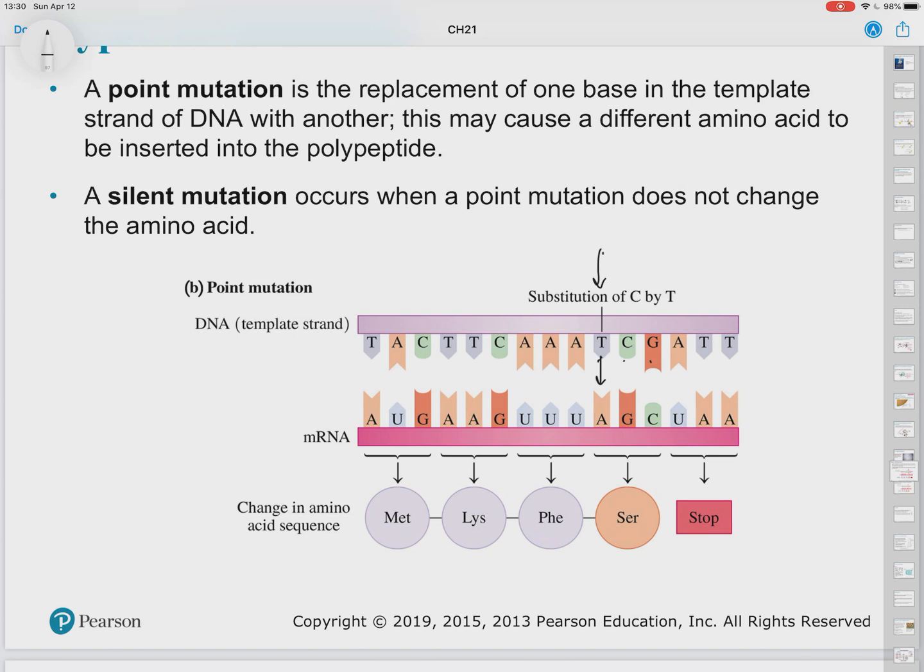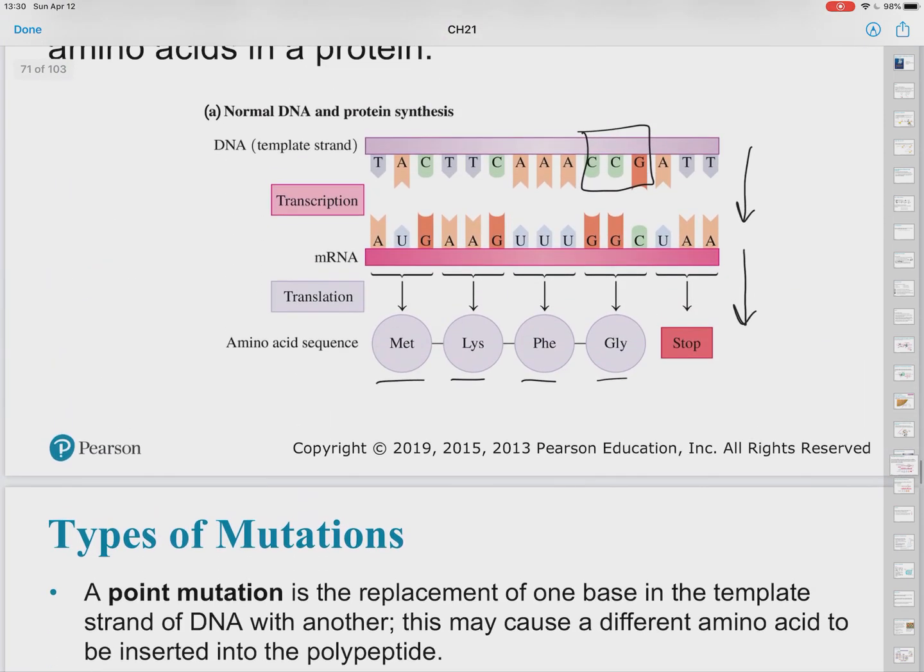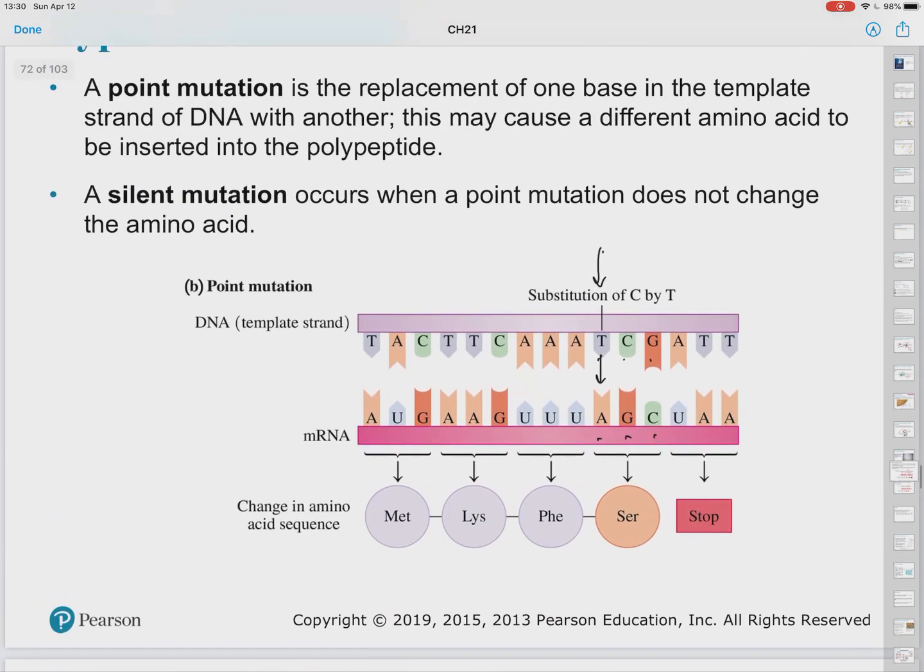Well, the T is going to be copied into an A on the mRNA rather than a G. And so then instead of having GGC on the mRNA, we have AGC, and that codes for a serine, a serine instead of a glycine. Now this is bad. Glycine is a small amino acid that doesn't have a charge. That's nonpolar. Serine is polar. So having a polar amino acid switch for a nonpolar one might lead to all kinds of problems, like proteins not being able to fold properly, tertiary structures that don't hold together. So that's a bad mutation.